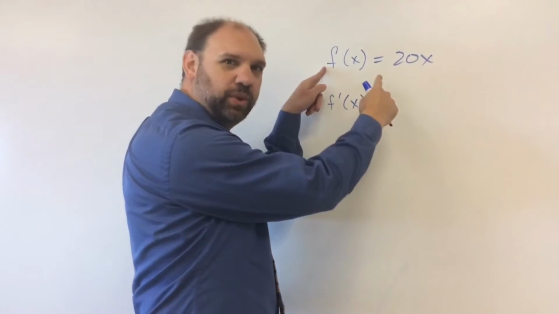Okay, so if f of x equals 20x, then what's the first derivative of x equal to? The answer is 20! Similarly, there are 20 amino acids in total.